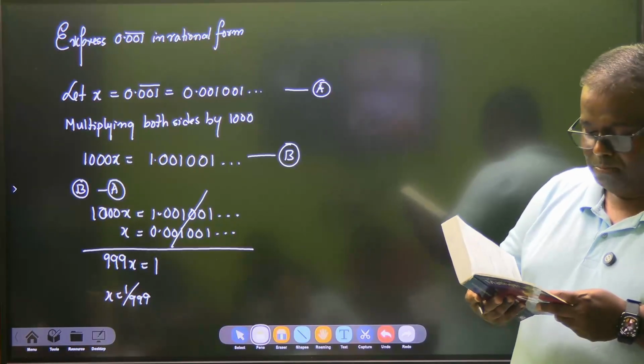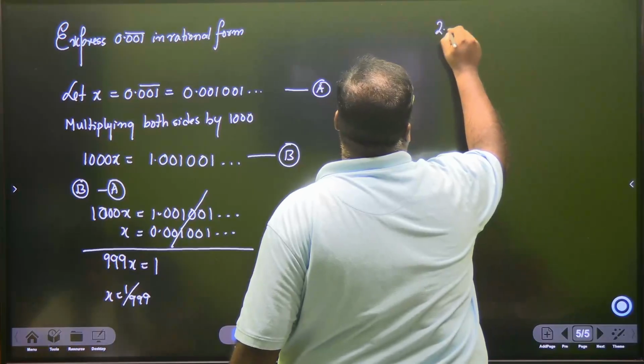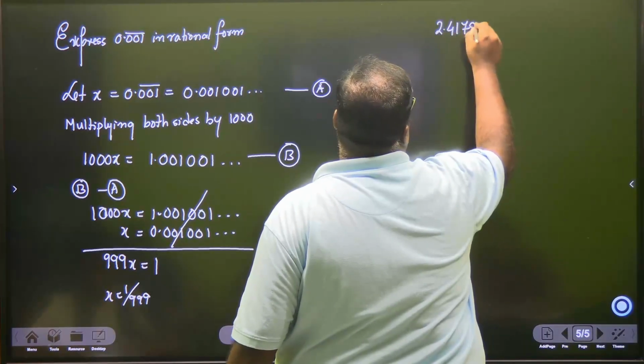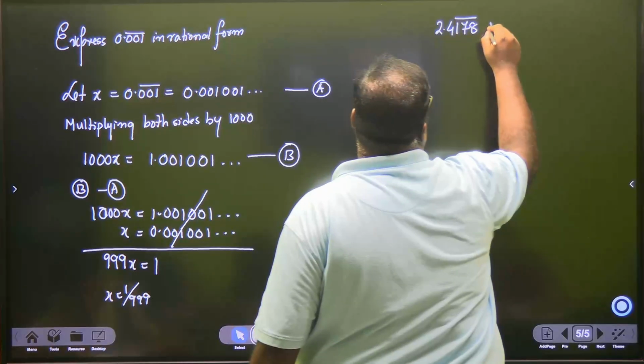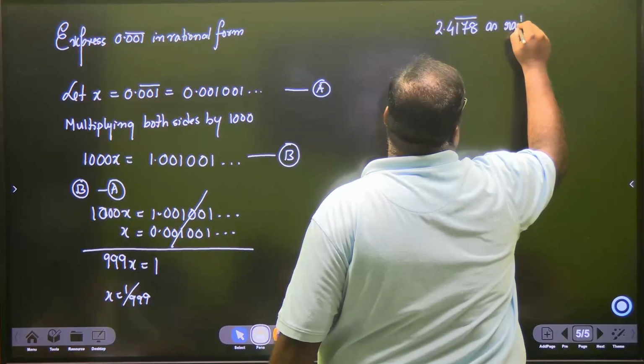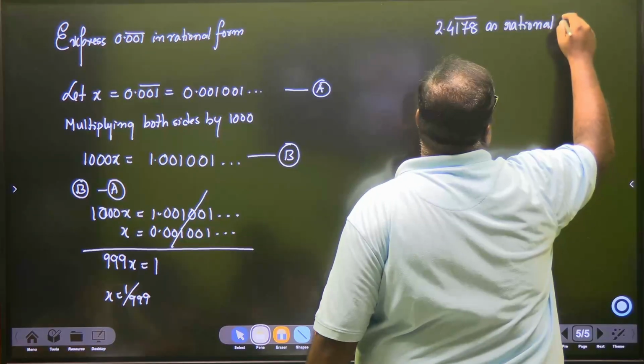2.4178. Bar is on 178. Shall I tell parents to buy Meftal? Yes, sir.